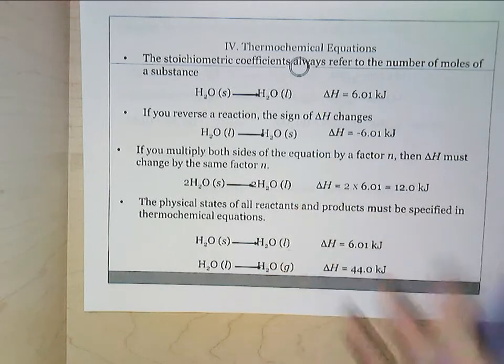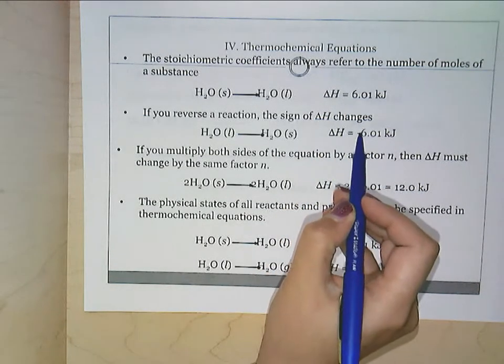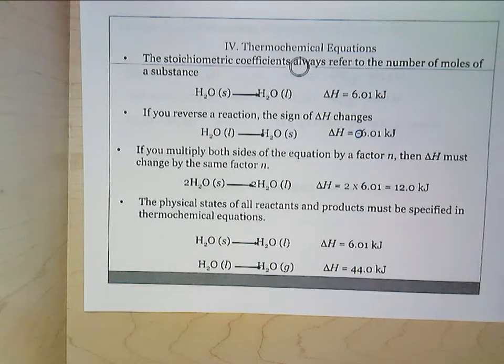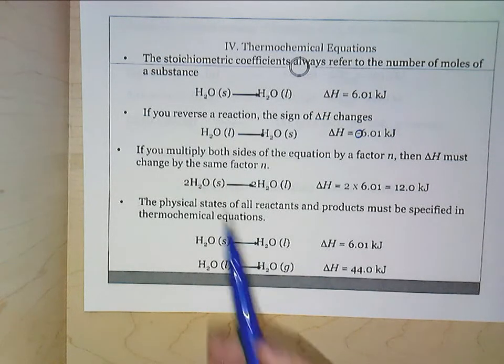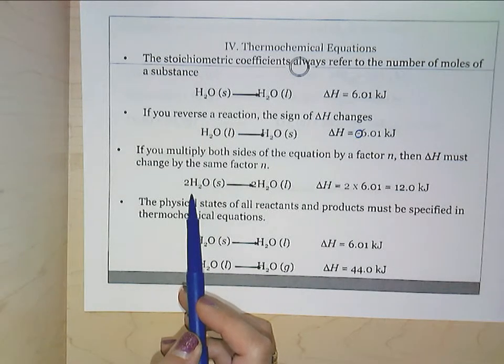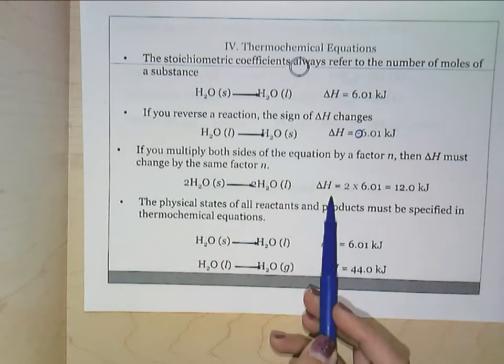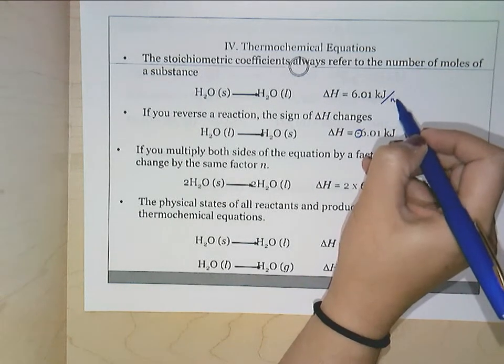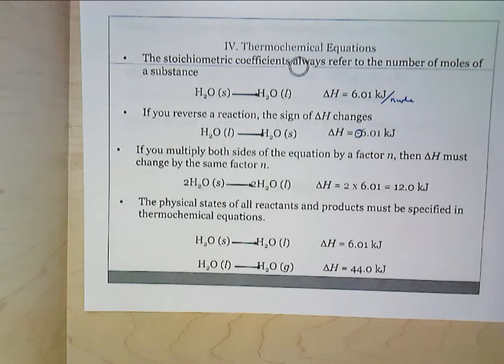If I want to know the enthalpy of the reverse reaction, water freezing, it is the same value but the opposite sign. That makes sense, right? It's the same amount of energy, final minus initial. For the forward reaction it's 6, reverse it's minus 6. If I double the molecules of water, I also have to double the enthalpy, because this is per mole. It's not always written per mole. So if I double the number of moles, I have to double the enthalpy.